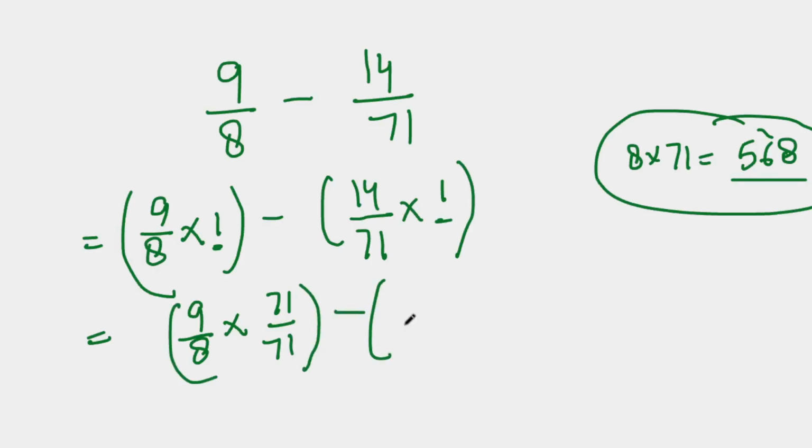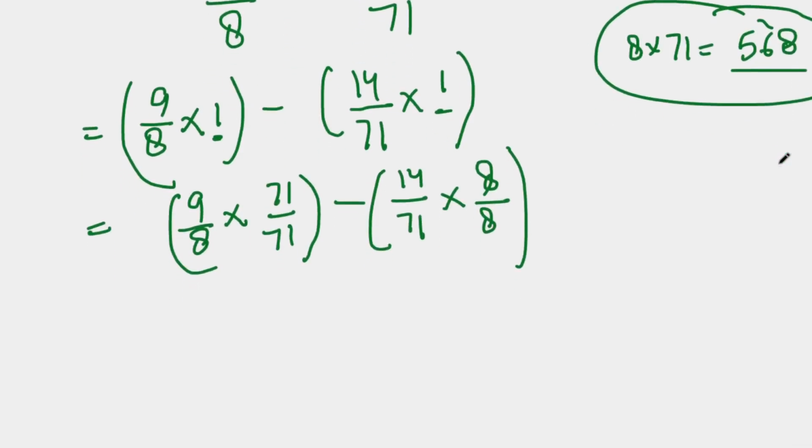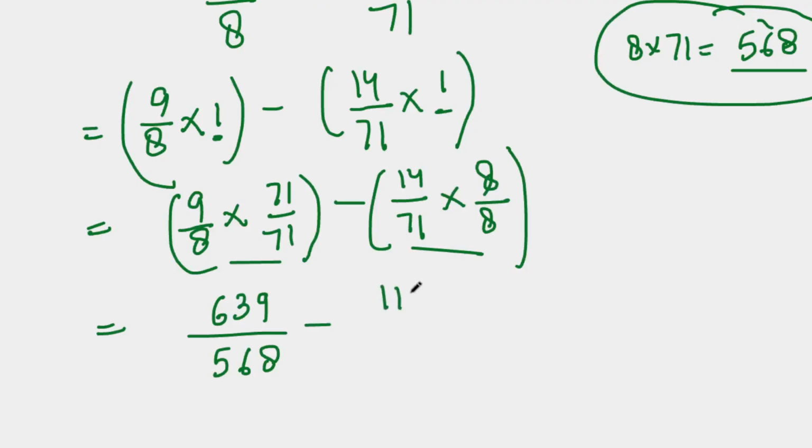Now for the remaining part, we have 14 by 71. Here this 1 I will replace by 8 by 8. Again, why? Because 71 times 8 will give us 568. Now we do simple multiplication of fractions here and here. 9 times 71 gives us 639, and the denominator we get is 568, minus 14 times 8 we get 112, and the denominator is 568.